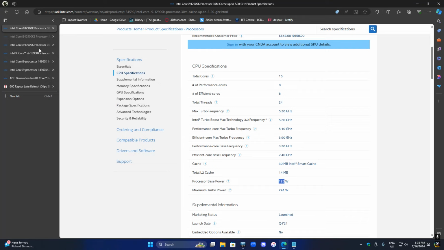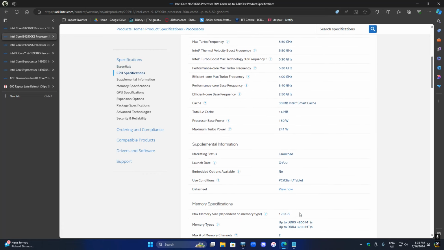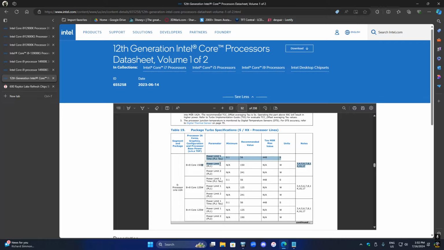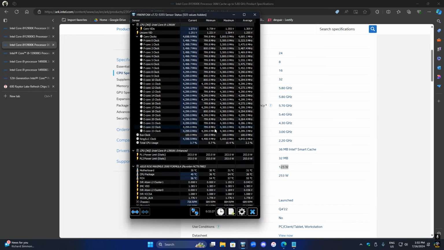Dane, how do you know this is PL1? Easy. 12900K, Intel spec page, 125 watts. They call it base power. Technical resources, 8 plus 8, 125 watts. Power limit 1, PL1. Hey, what do you know? 12900KS, base power, quote unquote, 150 watts. PL1, 150 watts. 13900K, base power, PL1, 125 watts. PL1, 253 watts. What the hell?